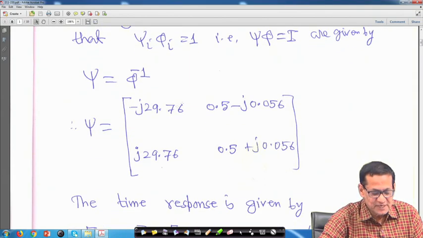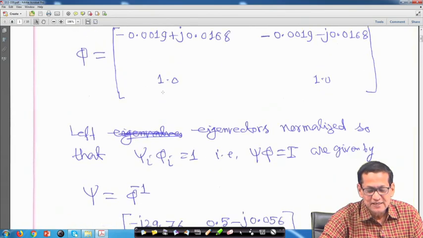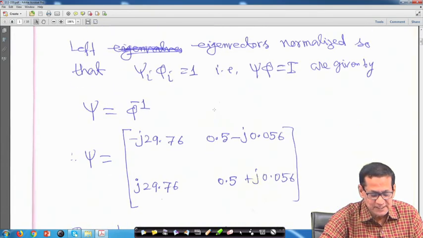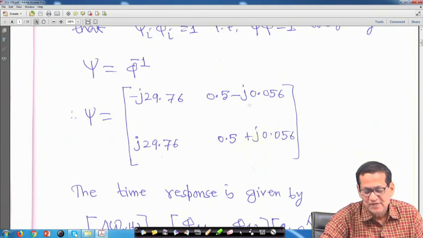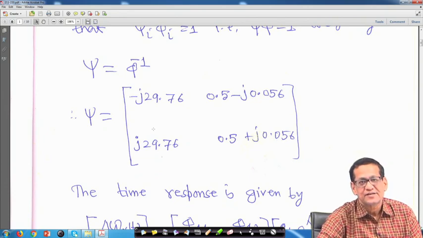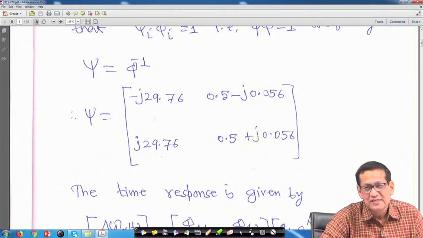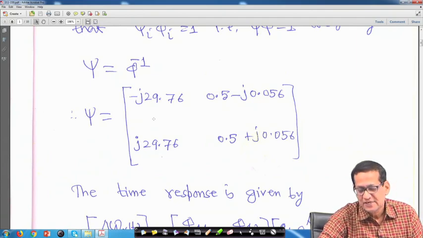So, psi is equal to, if you take the inverse of this matrix, it will come like this: minus j 29.76 and 0.5 minus j 0.056, and this one also j 29.76 and 0.5 plus j 0.056, right. So, this is the left eigenvector. Now, we have the right eigenvector and we have the left eigenvector, right.